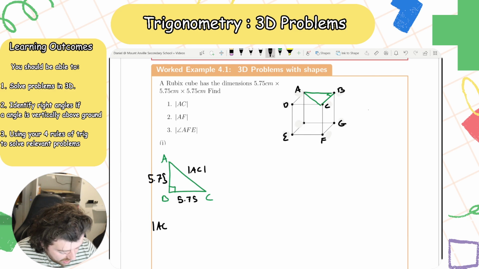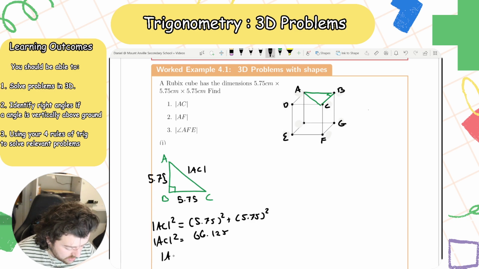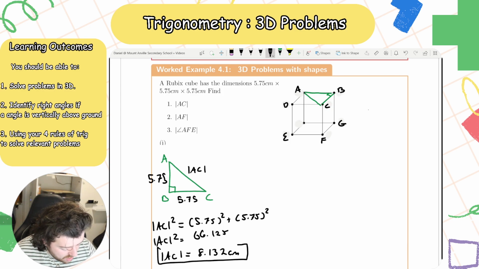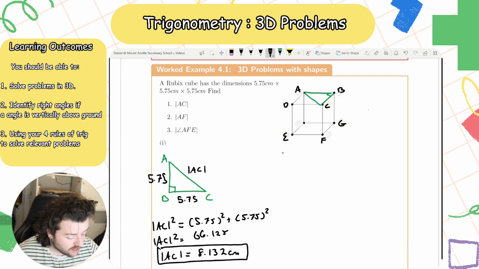So I know AC squared equals 5.75 squared plus 5.75 squared. AC squared is going to equal roughly 66.125. And then square root both sides, I get AC is equal to 8.132 centimeters. Now, make note of that length because realistically, it will probably come up in a later part.